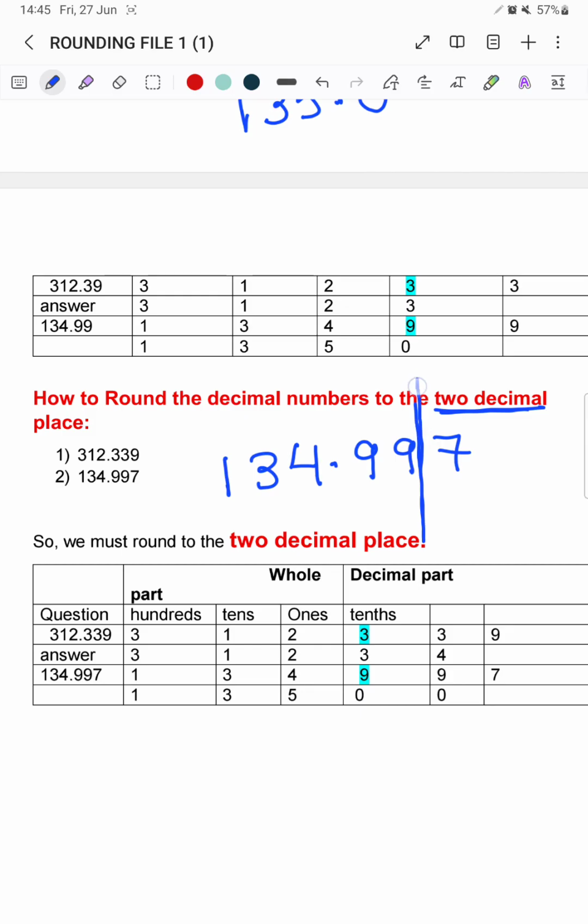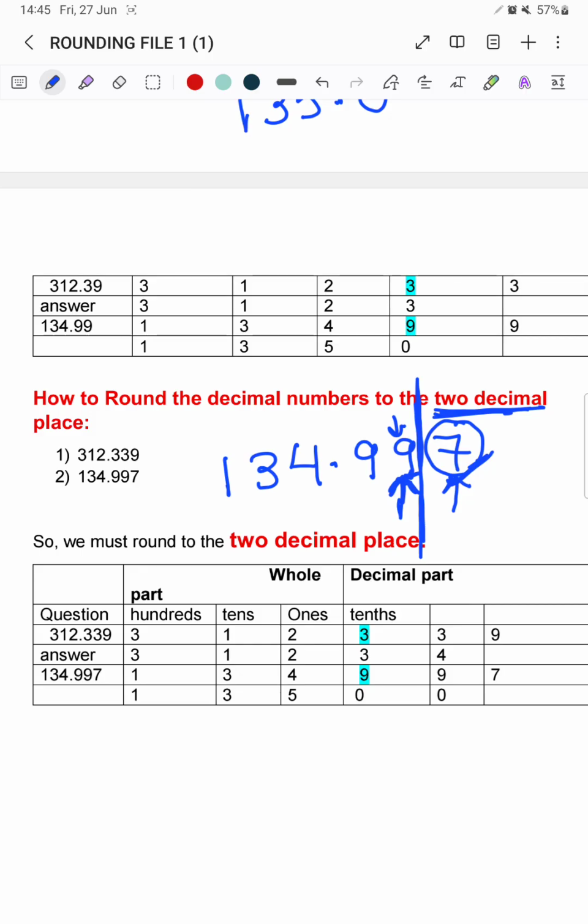So 2 decimal places means our answer should be up to here. The immediate next digit will decide whether we need to raise this digit by 1 or not. But which digit we need to raise or not, that is the digit up to which you need to answer. I need to answer up to 2 decimal places. So I have to look at the digit at the second decimal place. Now this is 7. Because of this 7, this 9 will be raised by 1.